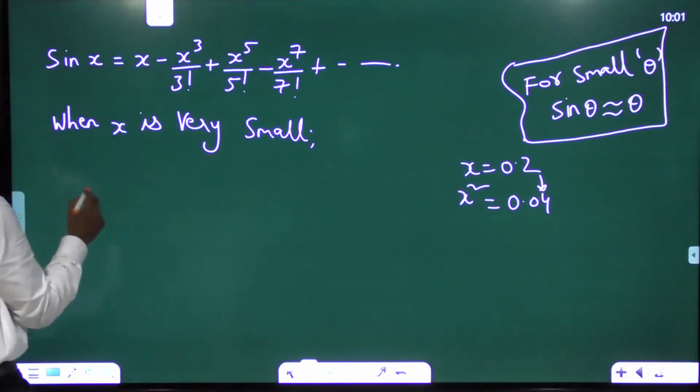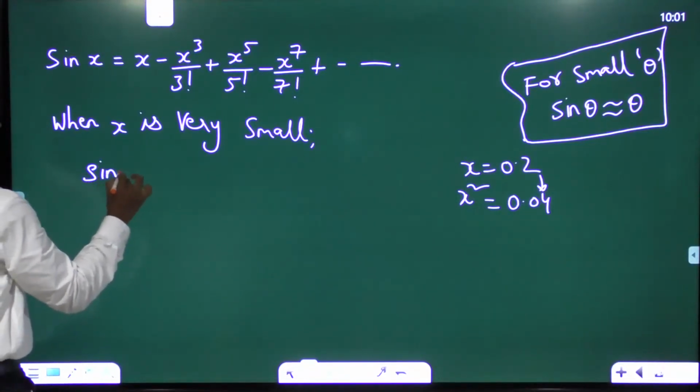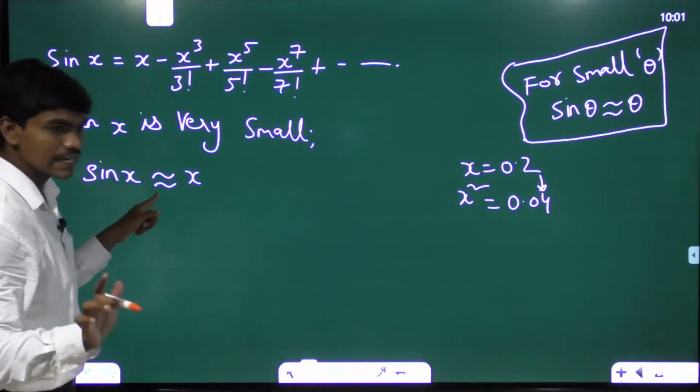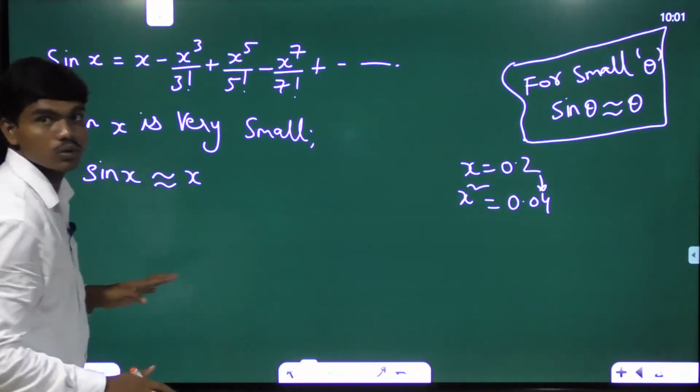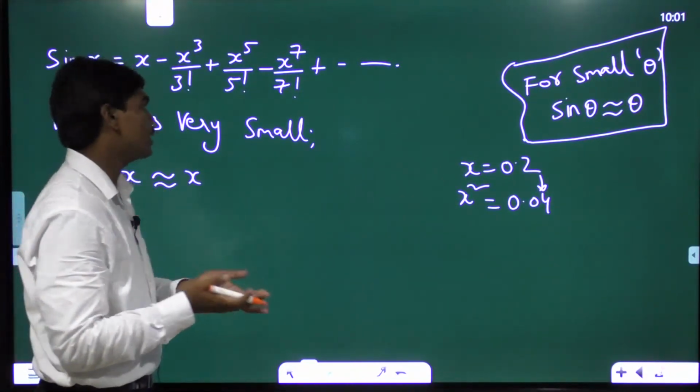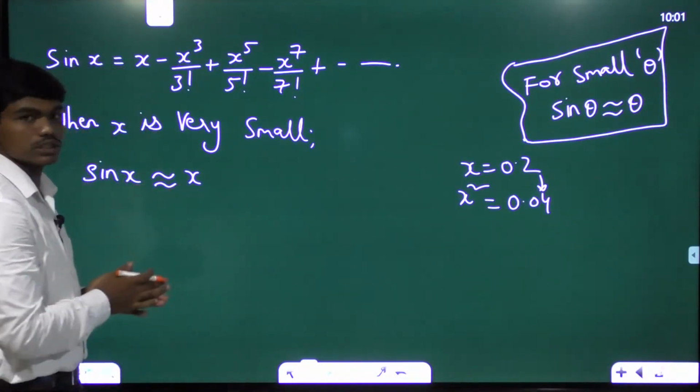So which means when x is very small, sin x is almost equal to x. See, I'm not putting the equal sign here, okay? It's almost equal to, because even though they are very, very small, of course they do have some importance there. Sin x is almost equal to x.